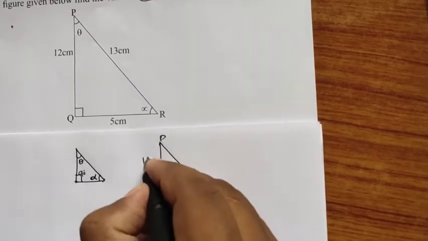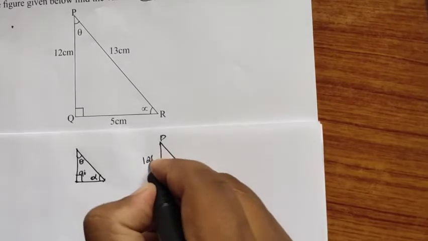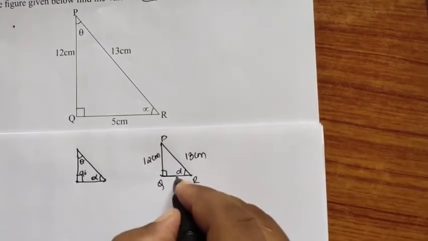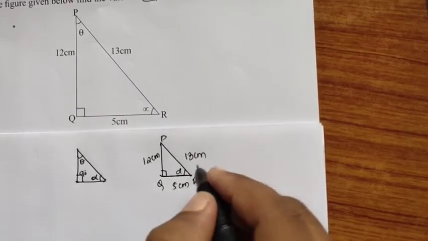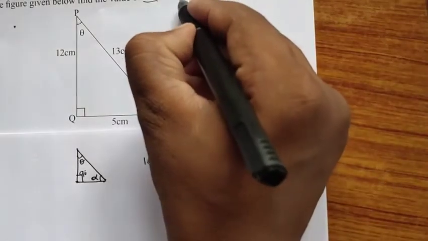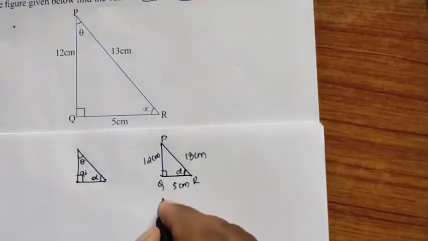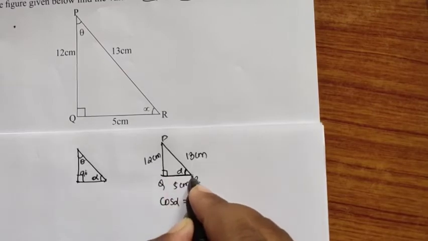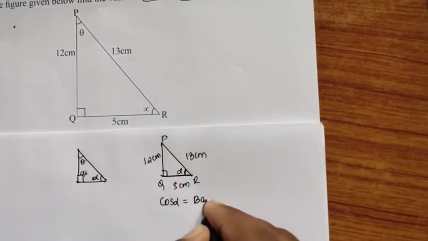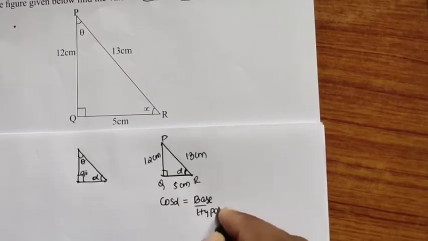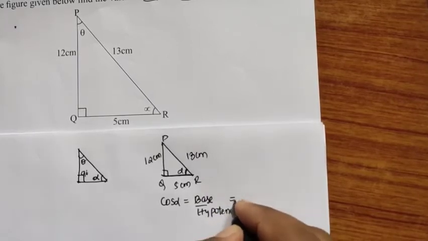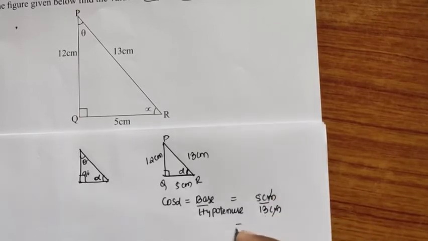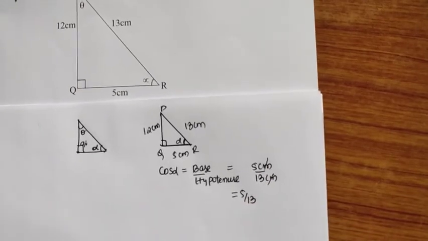Here they gave the measurements also: 5 centimeter, 12 centimeter, 13 centimeters. If alpha is an acute angle, this is the base on which it is standing. So you need to calculate cos alpha. Cos alpha is equal to, you have the formula, base by hypotenuse. What is the base? 5 centimeter divided by hypotenuse, 13 centimeter. So centimeter got cancelled, remains 5 by 13. So 5 by 13 is the cos alpha value.